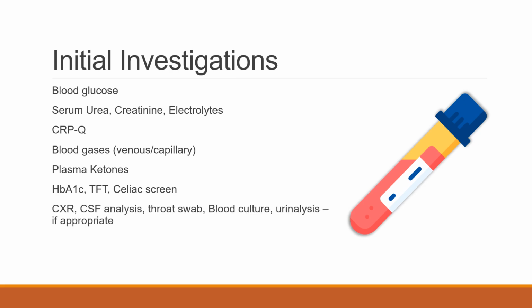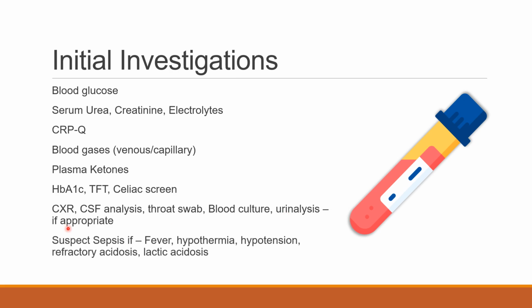We have to do the chest x-ray, CSF analysis, throat swab, blood culture and urine analysis as appropriate if we are thinking that the infective trigger of the DKA lies anywhere here. And we have to suspect sepsis if there is presence of fever or hypothermia, hypotension, refractory acidosis or lactic acidosis. In these conditions, we have to suspect sepsis. So while placing the IV line at the beginning, we have to simultaneously draw these investigations from the blood so that we don't have to prick the child again.